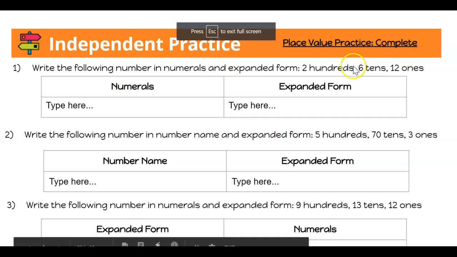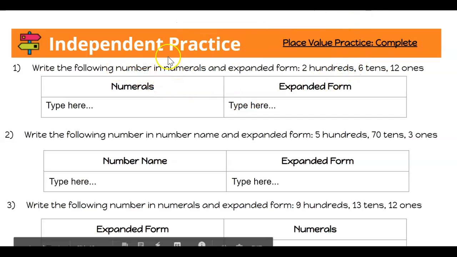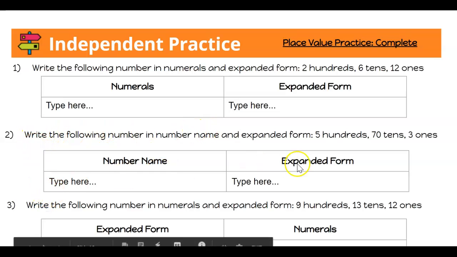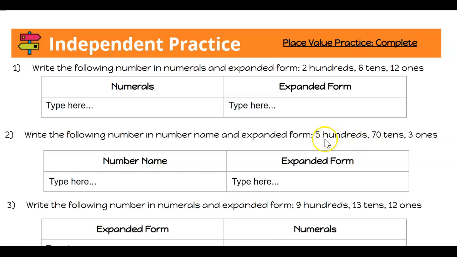And our next slide here is also for independent practice, and it is all about you practicing on place value. So the instructions for number 1: write the following number in numerals and expanded form: 200, 6 tens, 12 ones. For that one, you write your answer for the numerals right here and the expanded form right here. You're going to do the same thing for number 2 and number 3, but you just have different numbers.